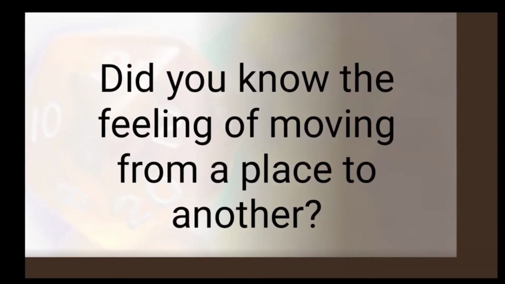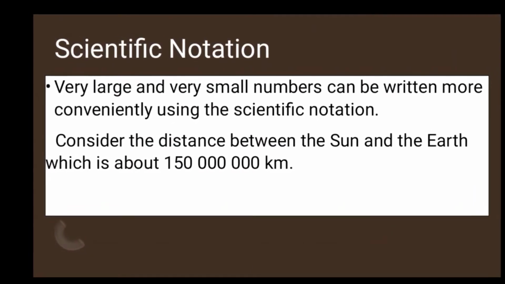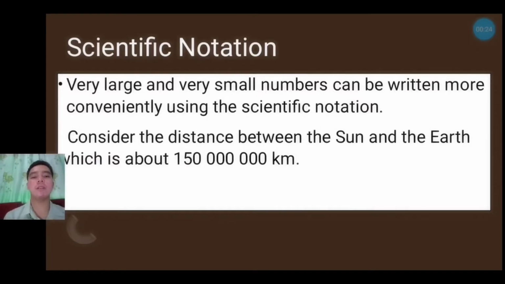So now we will talk about scientific notation, wherein we are going to move the decimal point. Very large and very small numbers can be written more conveniently using scientific notation. It is proper to use scientific notation, especially when we have bigger numbers. Consider the distance between the Sun and the Earth, which is about 150 million kilometers. Let's try to express this distance in scientific notation.